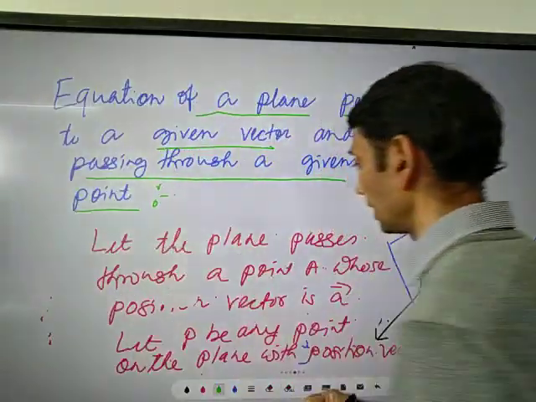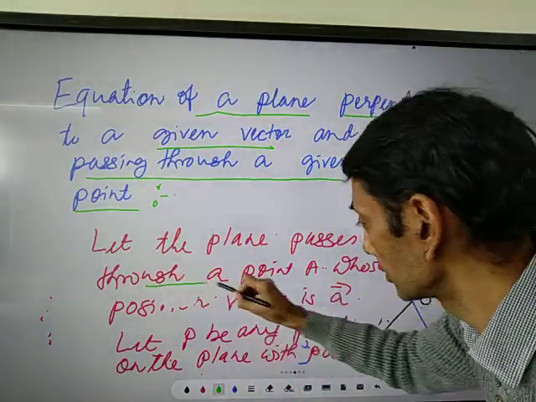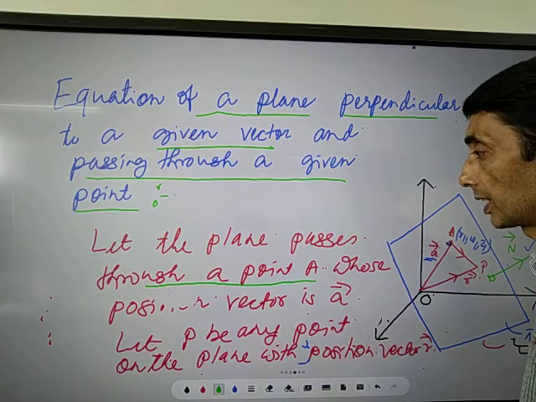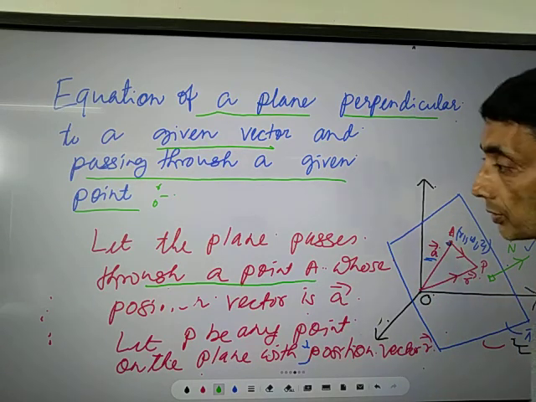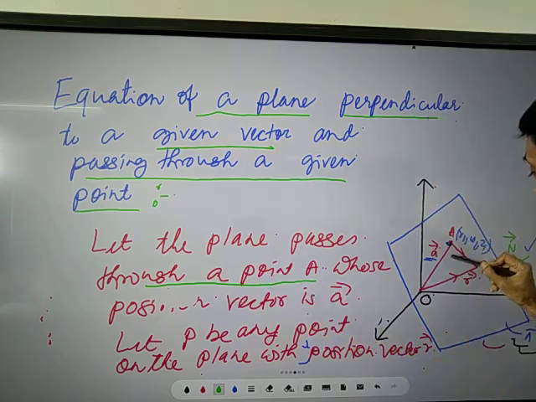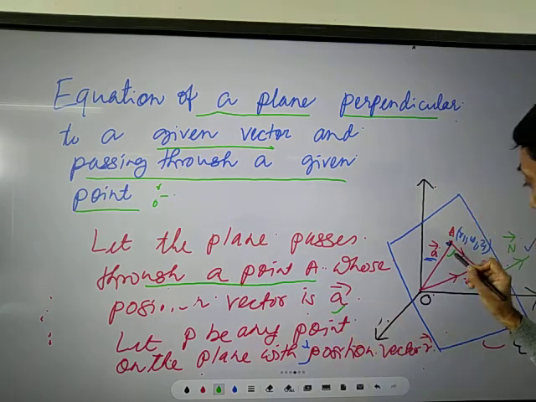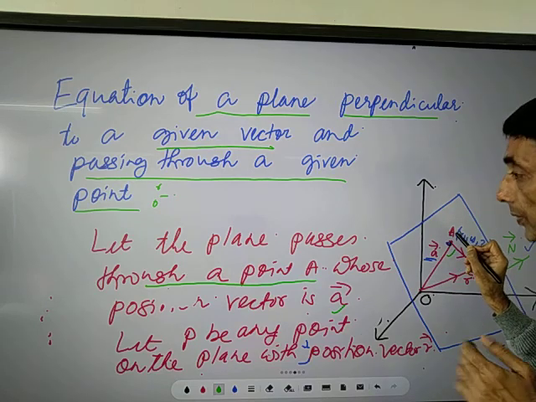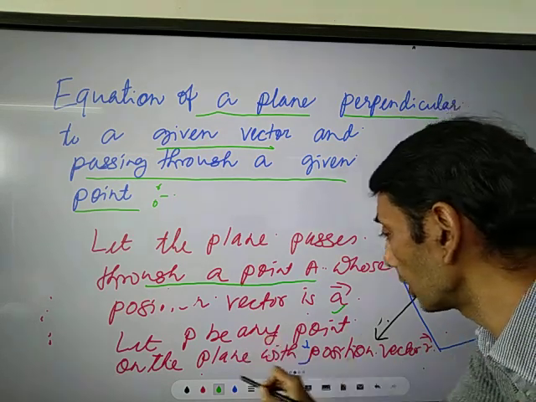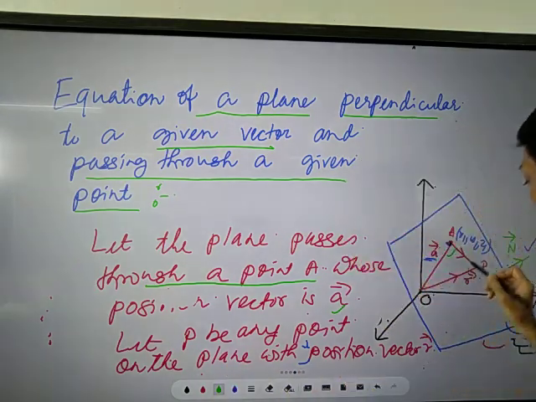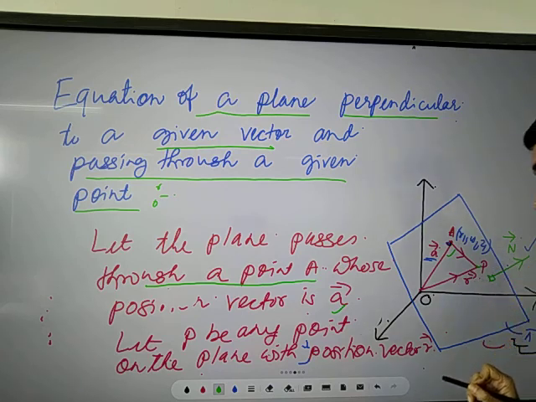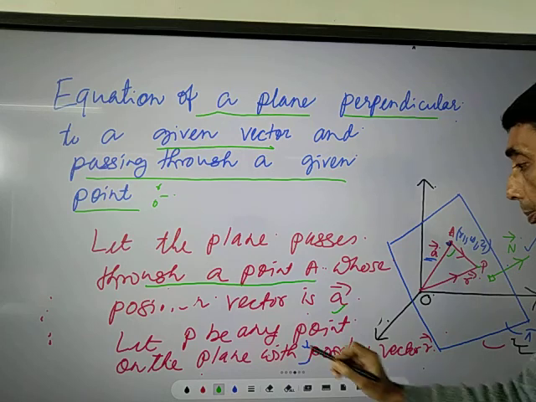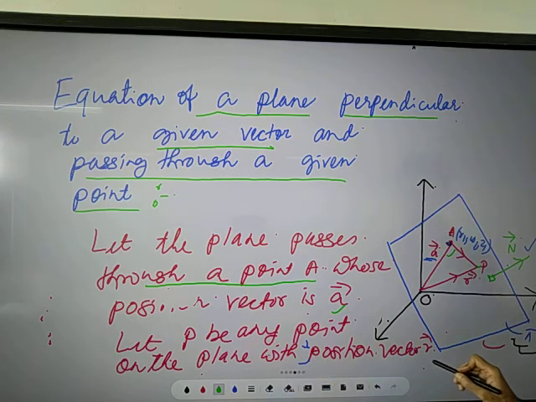What is given? Let the plane pass through a point A. If you need to write a derivation, these points you need to write initially. Let the plane pass through a point A whose position vector is A. So we assume the position vector of the fixed point as A. Let P be any point on the plane with position vector R. P is an arbitrarily chosen point, and generally the arbitrarily chosen point is taken as P with position vector R. These are very common symbols.